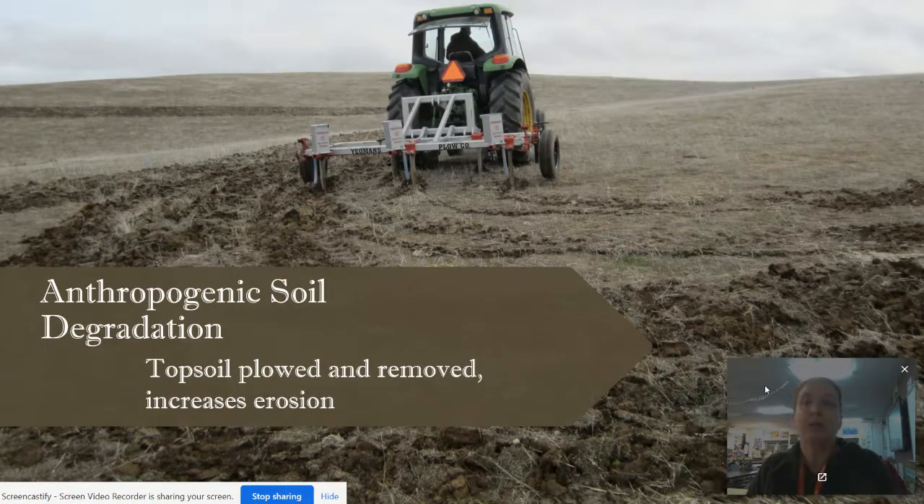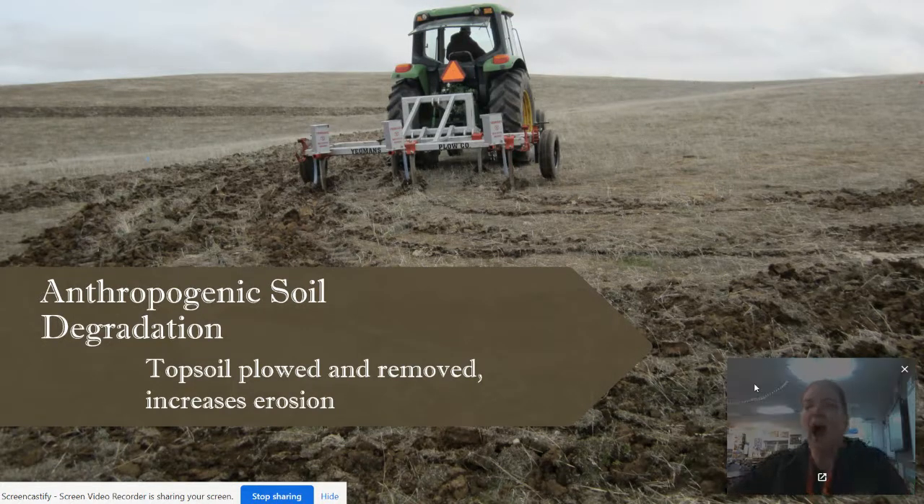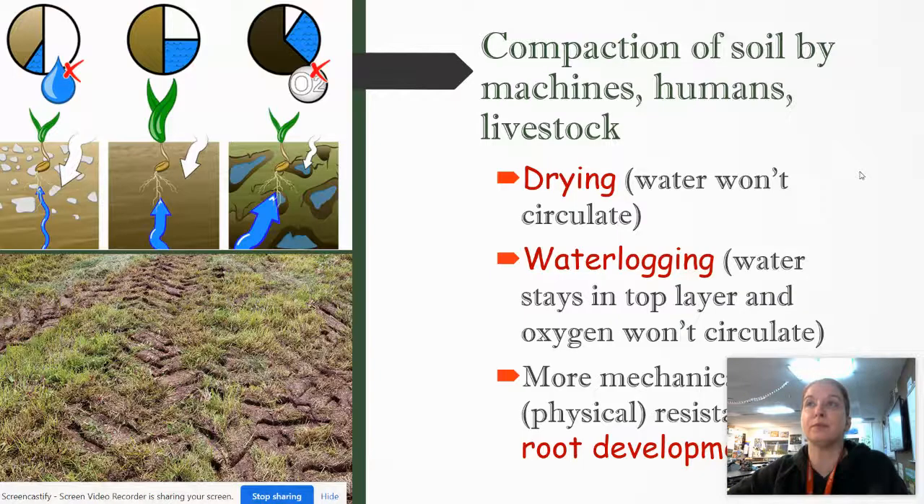So anthropogenic soil degradation, which means humans are making soil bad. One of the reasons we do this is we plow our topsoil a lot and then remove it, which is obviously going to increase erosion. Plowing is actually awful for the soil. It causes a lot of erosion, so they're doing a lot of low or no plow farming now to try to reduce that topsoil erosion.